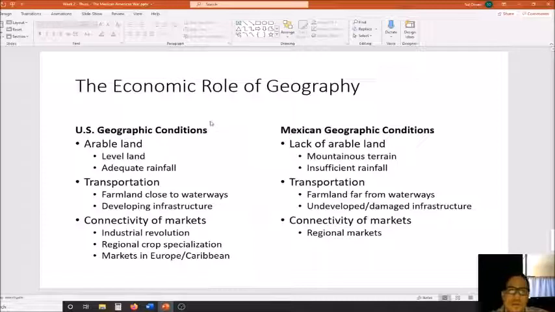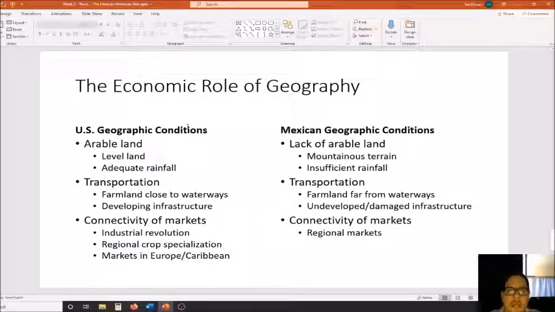In the U.S., you have a large amount of arable land. When I say arable land, I'm talking about land that is good for agriculture. There is a lot of land that is level, meaning that although there is mountainous territory, a lot of the land in the United States is level and good for agriculture. Also, there is adequate rainfall in a lot of these areas, which is also good for agriculture. And so that will definitely be one of the strengths of the American economy, right? Agriculture, in addition to the industrial development that is taking place in the north.